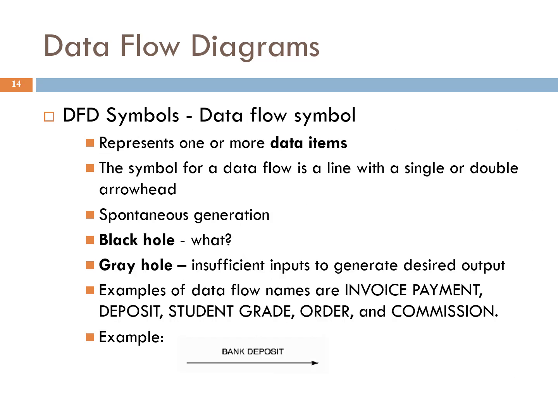Next, we look at the data flow symbol, which represents one or more data items. It can be a line with a single or double arrowhead. If it goes to a black hole, as we have seen in the previous slide, that is a problem. A gray hole can be produced when there is insufficient input to generate the desired output. Examples of names are given here, and an example of how you represent a data flow is shown here.